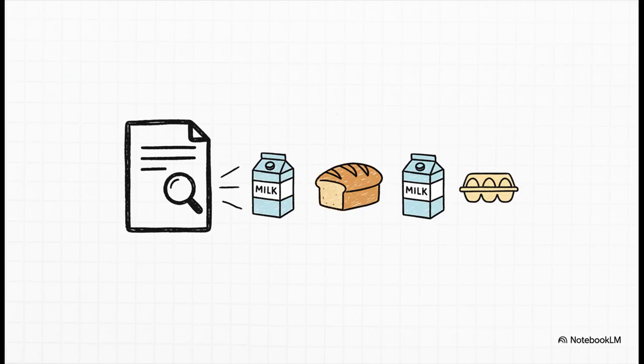All right, let's see this whole thing in action. Here's our messy shopping list again. We just cat the file to see what's inside, and there it is. Milk, bread, milk, eggs. You can see those two milk entries are separated by bread. This is our starting point, our before picture.